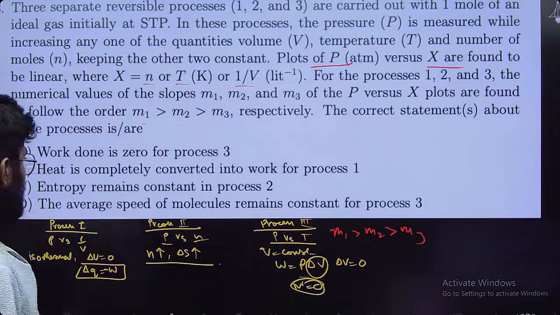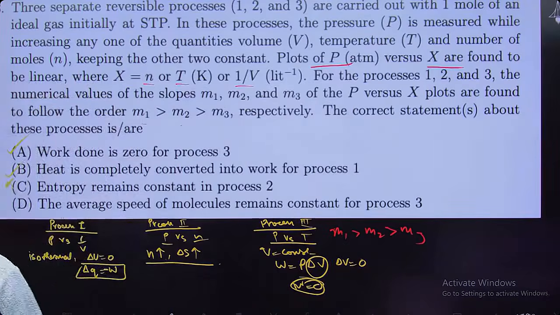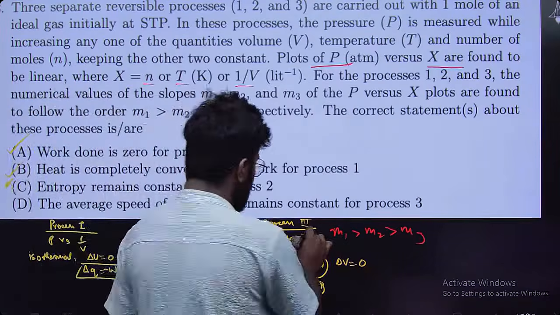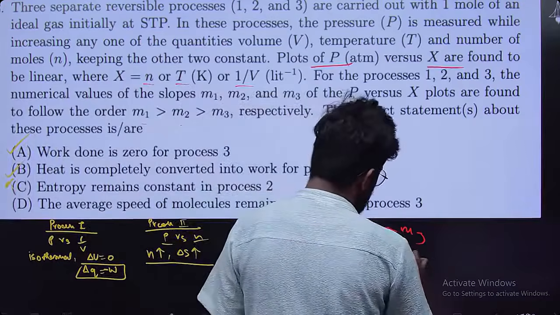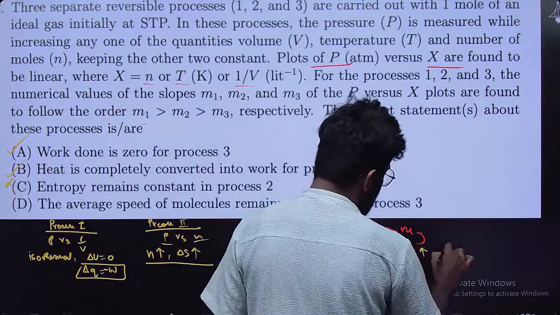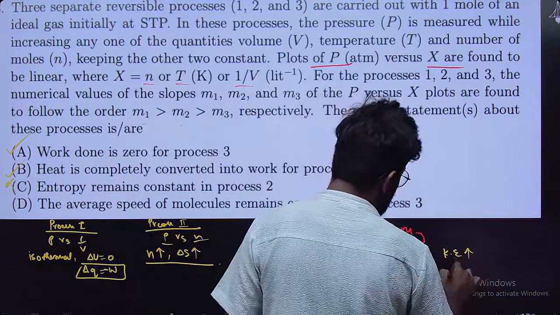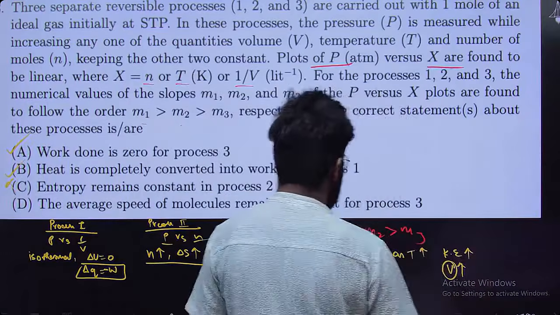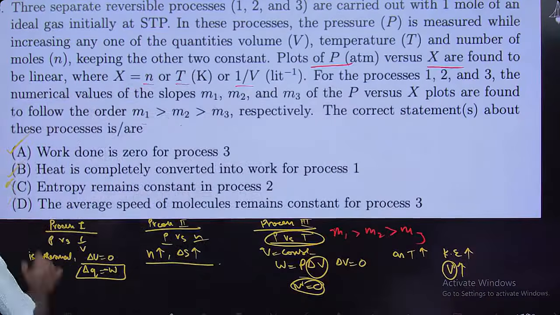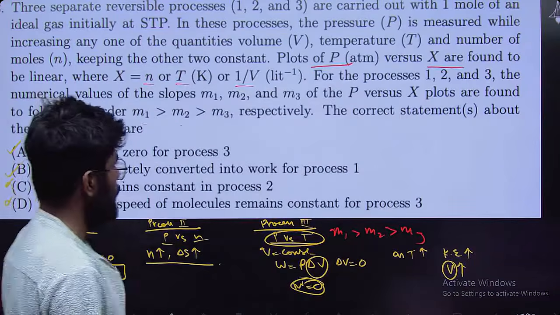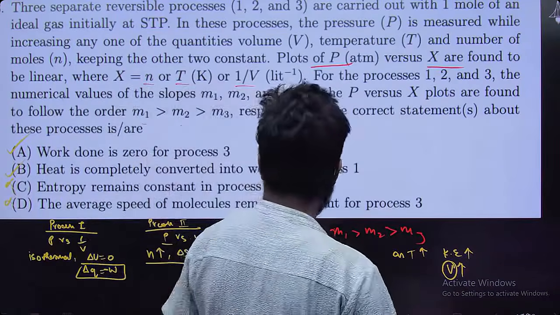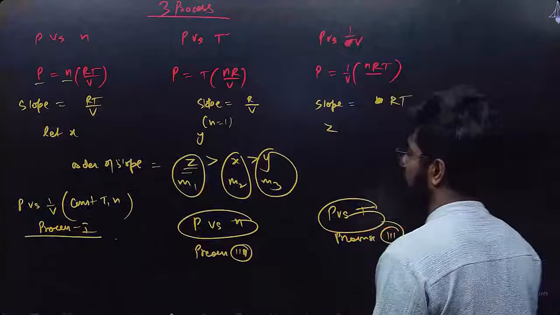The last one: the average speed of the molecules remains constant for process 3. Here this is P versus T. As we increase the temperature, obviously kinetic energy will increase, and so the average speed will also increase, so it is not going to be constant for this process. So these are the correct options among A, B, C, D.